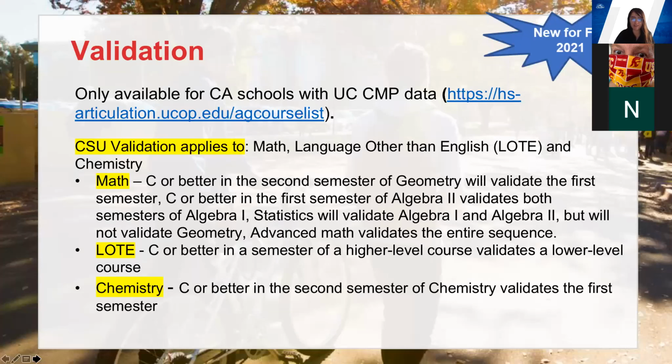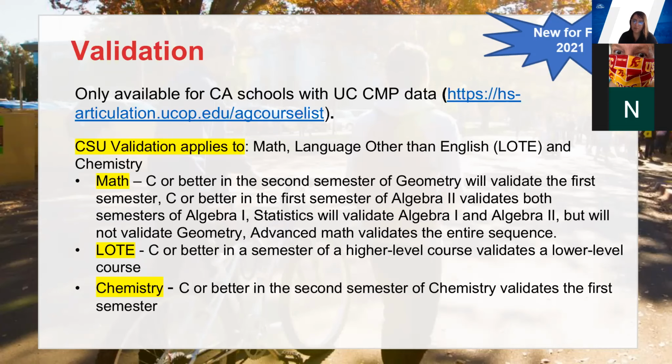Specifically for validation, this is something I always like to highlight because sometimes our students are not aware of this, right? So the CSU validation applies specifically for math, language other than English, and chemistry. So let's say, for example, math. Algebra 1, your first semester, you earned an F, but the second semester, you earned a B. The second semester of Algebra 1 with that B grade would validate the first semester of your F. Another example, let's say geometry, first semester you earned a D, but the second you earned an A. The second semester of your geometry course, specifically with that A, would validate the first.